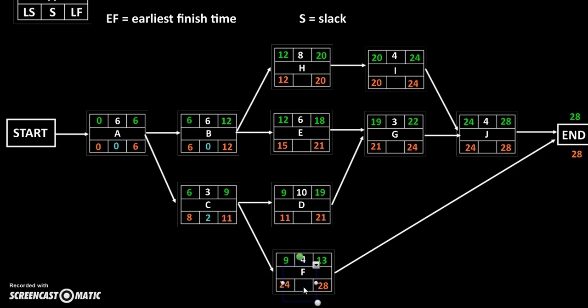24 minus 9, that is 15. 11 minus 9, that's 2. 15 minus 12 is 3. 12 minus 12 is 0. 21 minus 19 is 2.